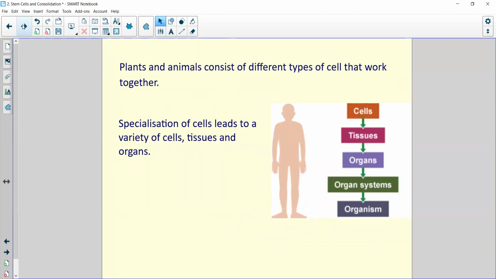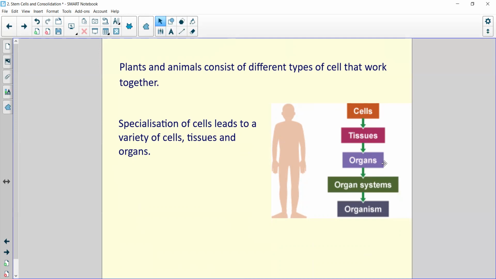Plants and animals consist of different types of cell that work together. So this specialization of cells leads to a variety of different cells, tissues, and organs. So we can sometimes call this the hierarchy of cells. It's the idea that if we zoom in and look at individual cells, specific cell types in our body, these specific cells form tissues, which are groups of those cells working together. Different tissues can form together to make something more complicated, like an organ.